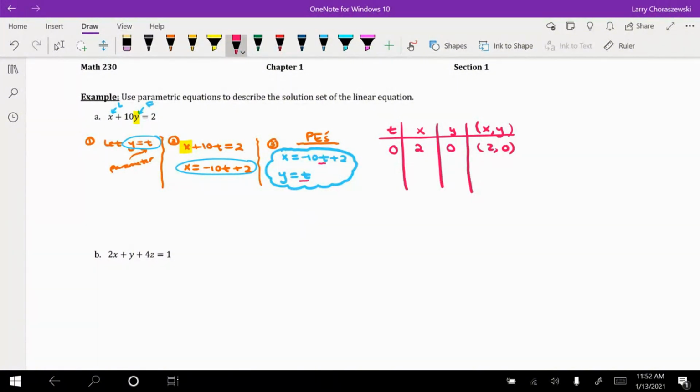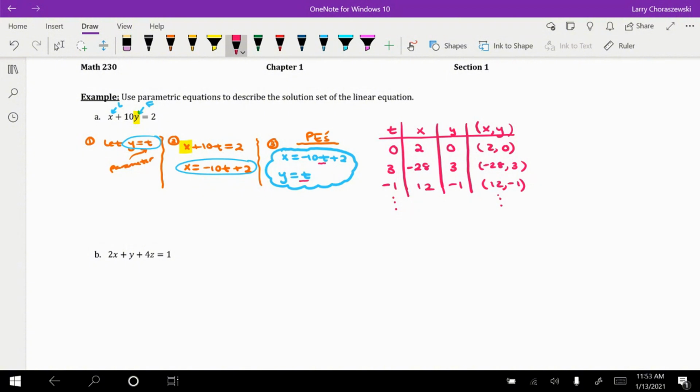Not the only solution, because you could pick another value of t. 3, okay. So if you plug 3 into the equation for x, that's negative 30 plus 2, giving you negative 28. y equals t would be y equals 3. And here's another solution to the system, (-28, 3). You could do something like negative 1 if you wanted. Okay, that would make x 12, y negative 1, and you get another solution to the system. And there are lots and lots more values that you could pick for t, since t is allowed to be any real number, which means that there are lots and lots of solutions to the system, i.e.